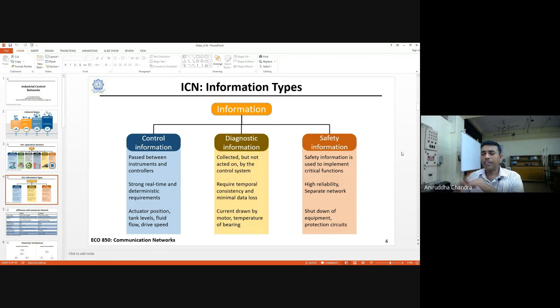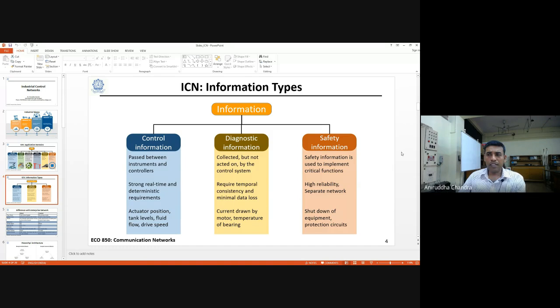There are 3 such types of information. First is the control information. Second is the diagnostic information, and third is the safety information. Of course, from these terms themselves, you can understand what they probably do. The first is control information, which is used for some kind of control of actuators.